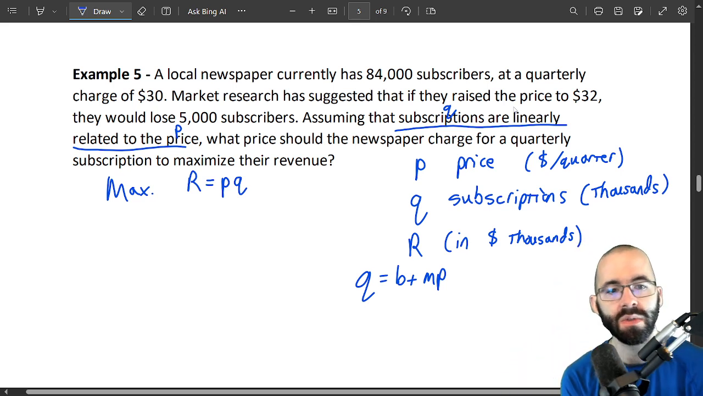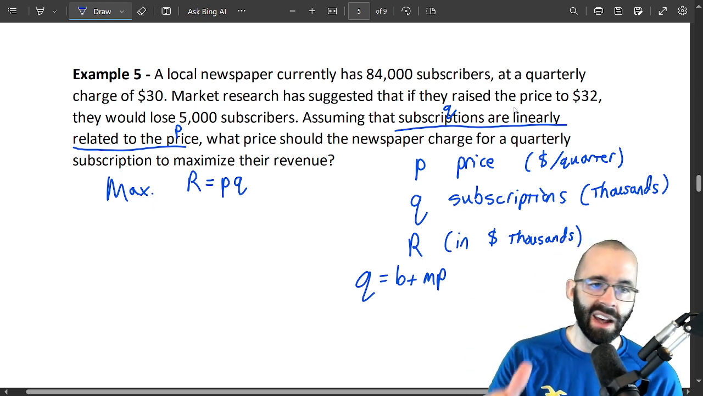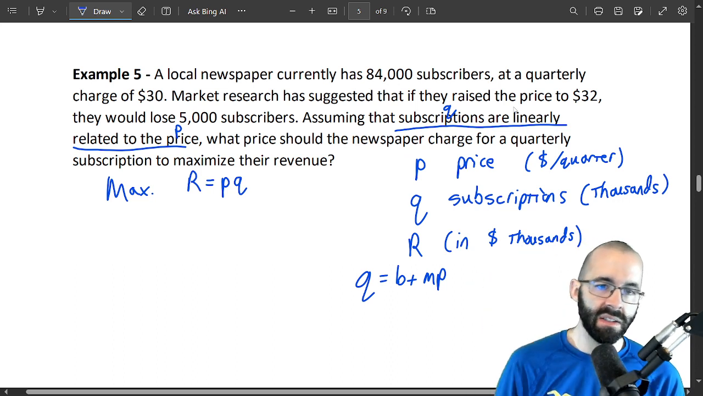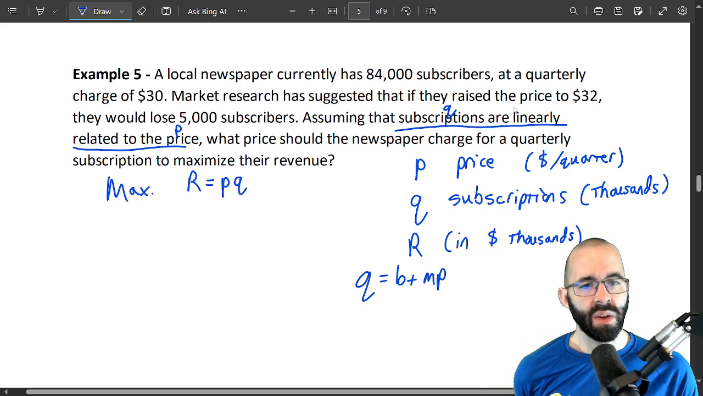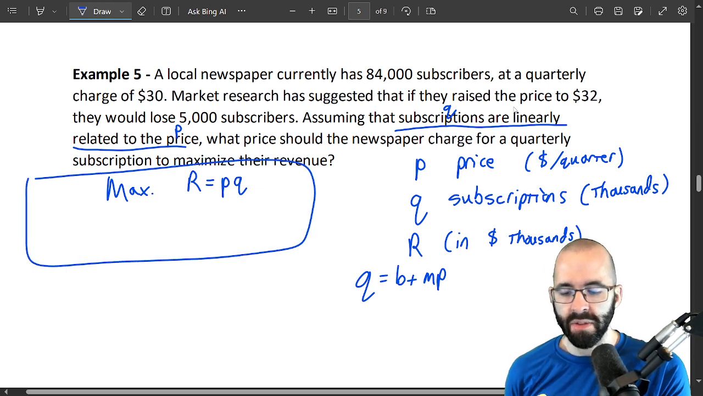You could switch your P's and Q's. It's fine here. Because if one thing is linearly related to the other, then you can solve for X or Y in that case. We just have to find out this information. What's our B value? What's our M value? Once we find the line, then we'll be ready to move on with the problem.